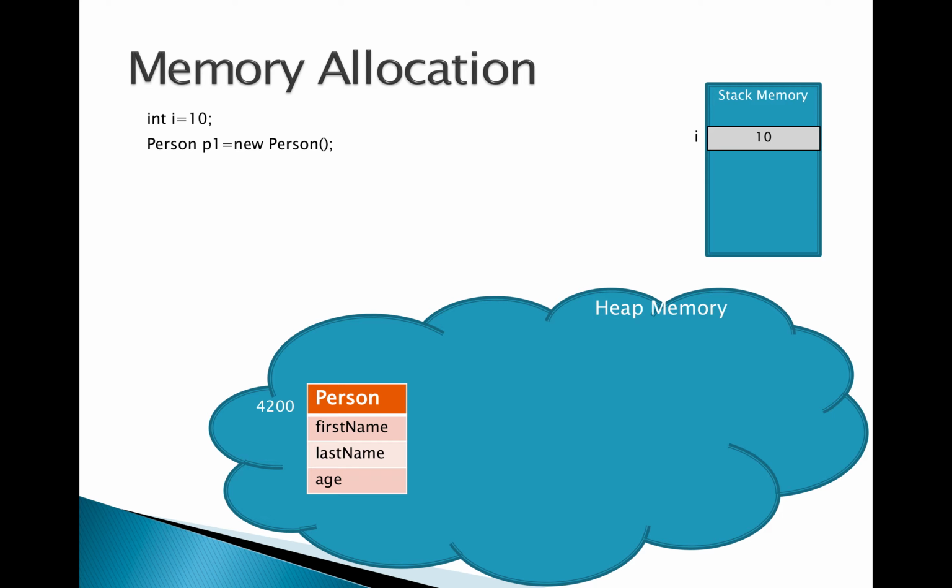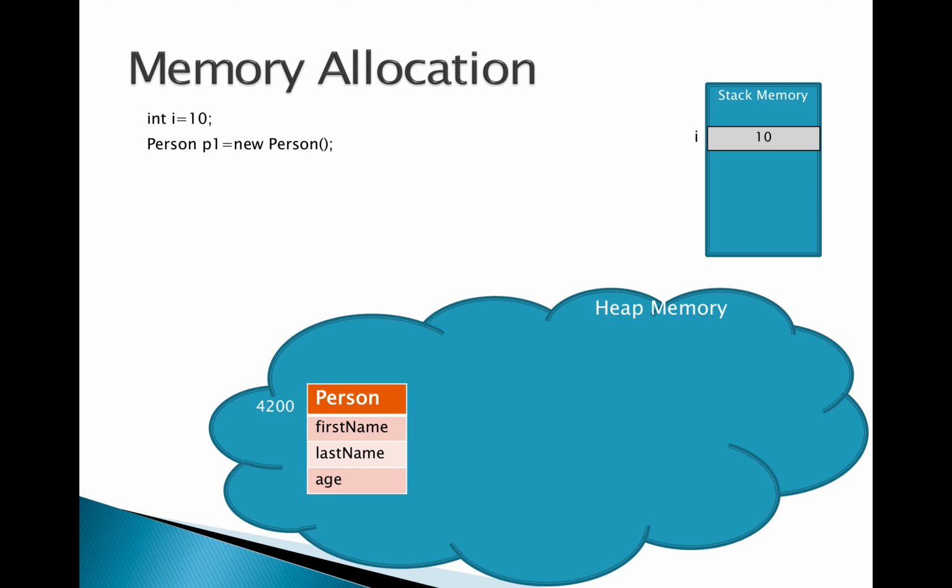So what is a person object? If you read the definition of the Person class, it has first name, last name, and age. So it is going to reserve some memory location for storing the first name, the last name, and the age. The first name, last name, and age are nothing but placeholders. Basically, it is going to be assumed like 4200 is the starting location, 4201 may be first name, 4202 may be last name, 4203 may be age.